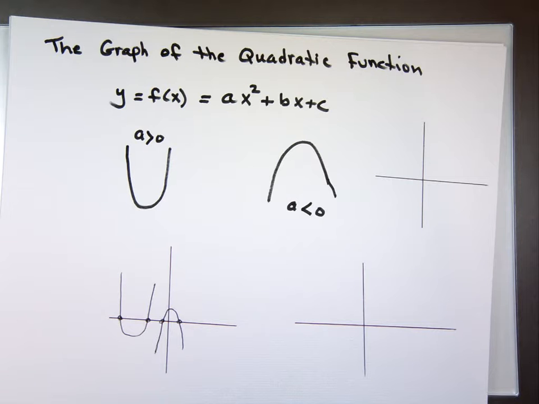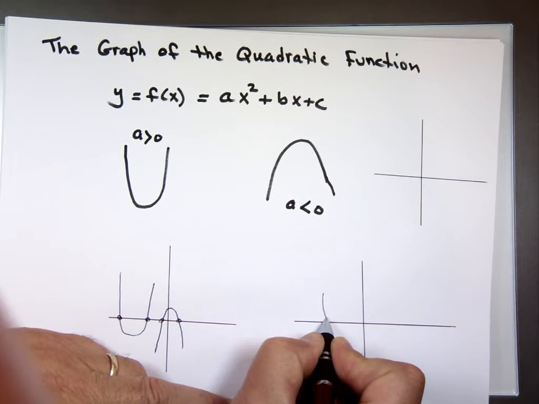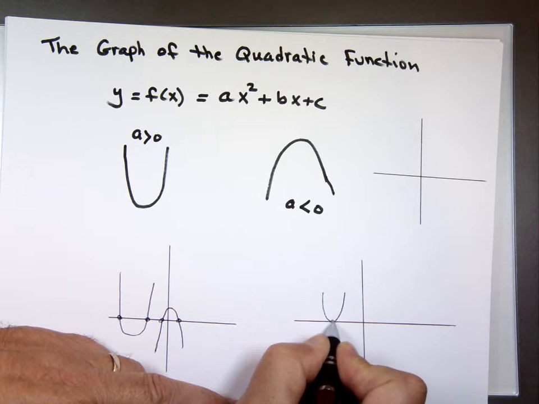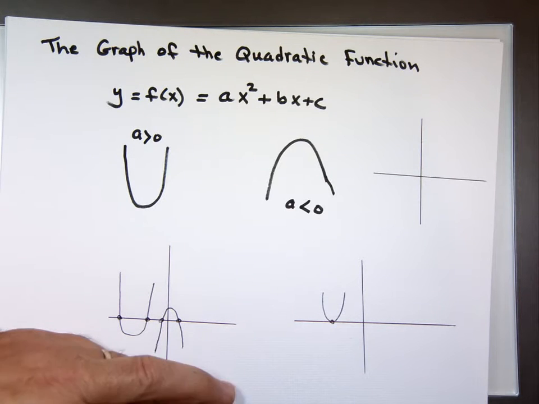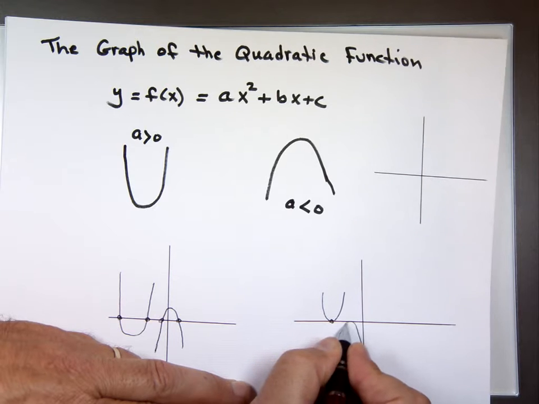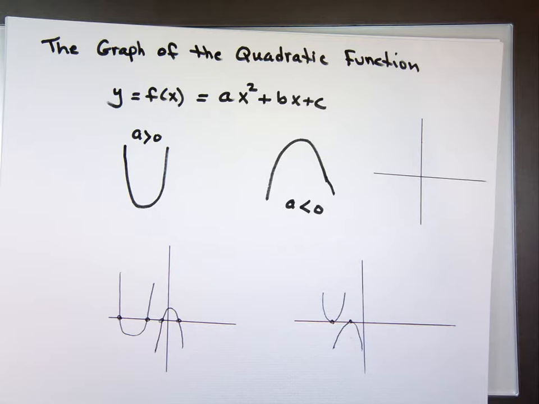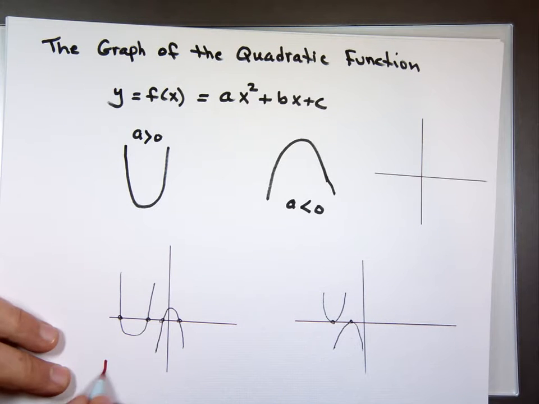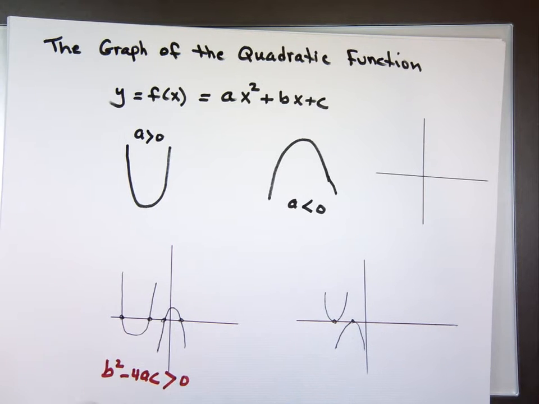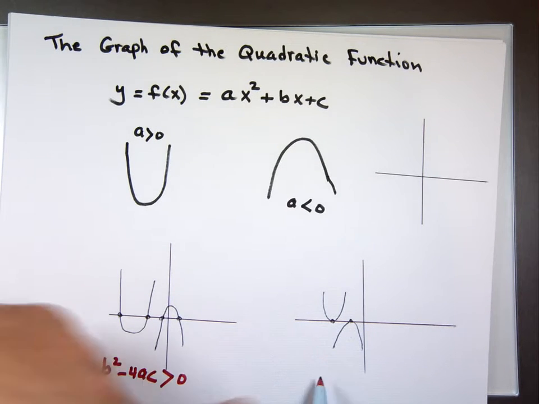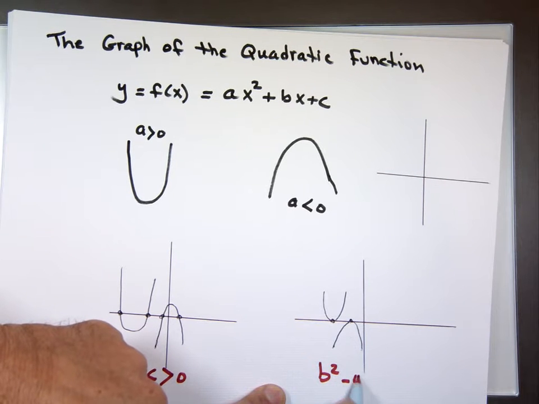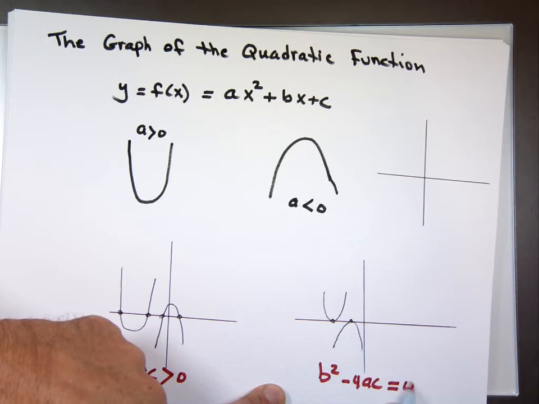When b squared minus 4ac was 0, you only got 1 answer. Why is it 1 answer? Because the graph looks something like this. It came down, touches the line, and went back up. Or it went like this. So this is when b squared minus 4ac is greater than 0. That's why you have 2 different answers. This is when b squared minus 4ac equals 0.